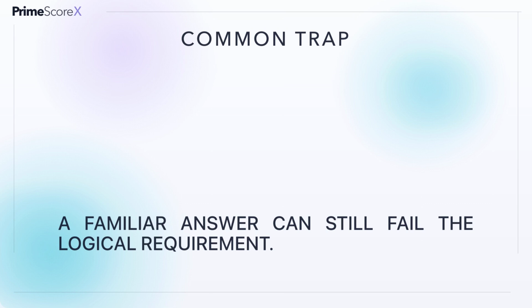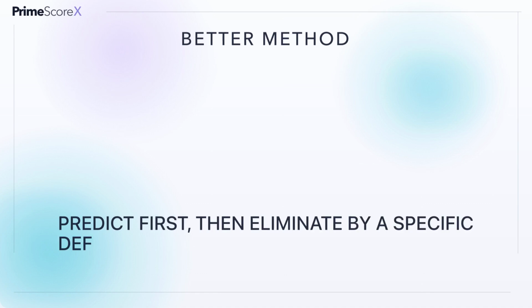"I don't like it" is not reviewable reasoning. "Too strong because the stimulus proves only some" is. When two interpretations compete, choose the one that preserves every stated condition with the fewest new assumptions. That habit will later support both LR and RC accuracy.